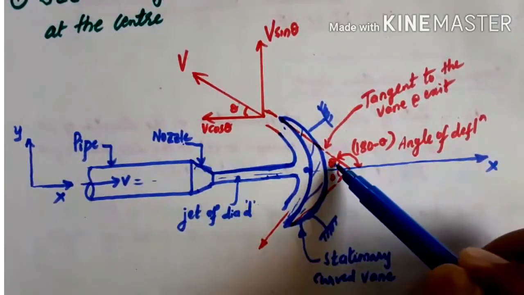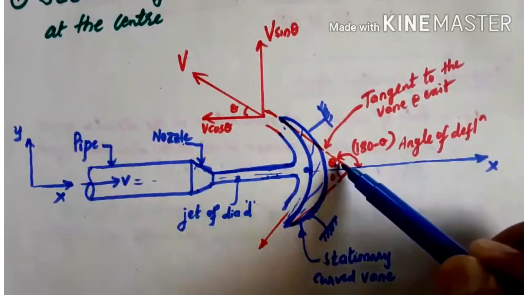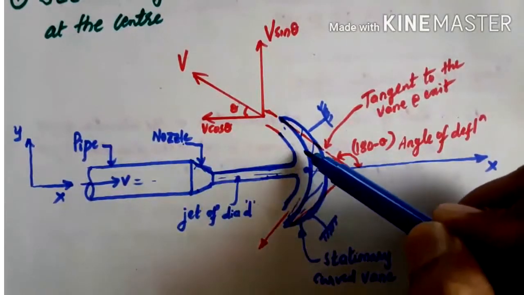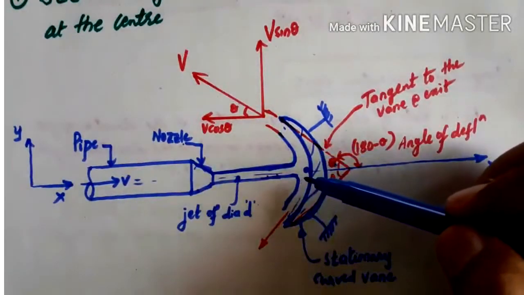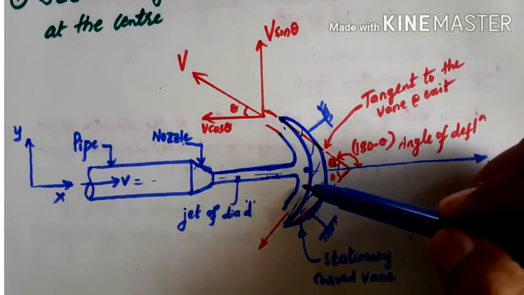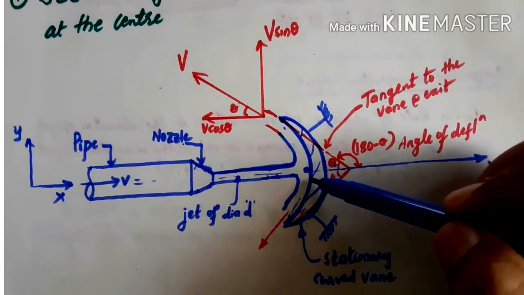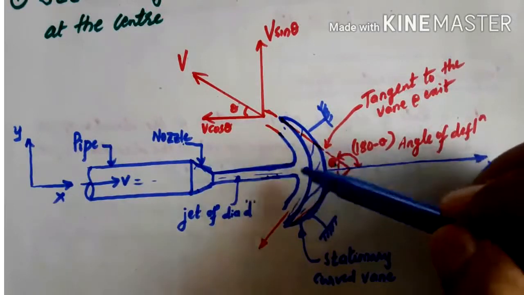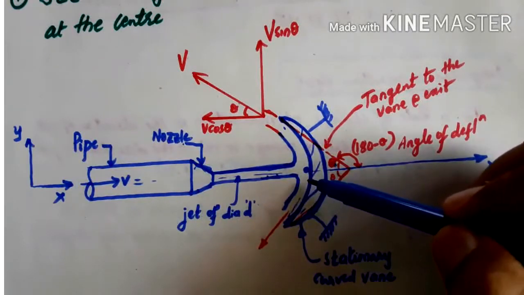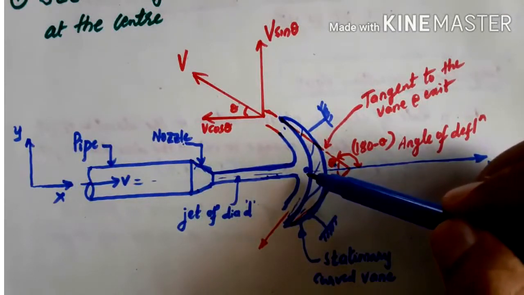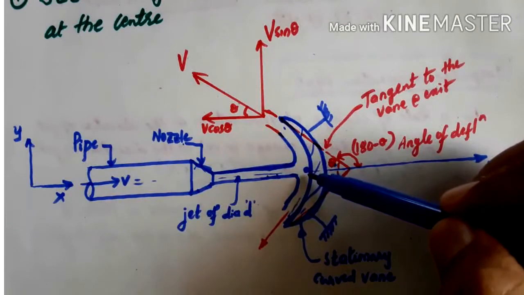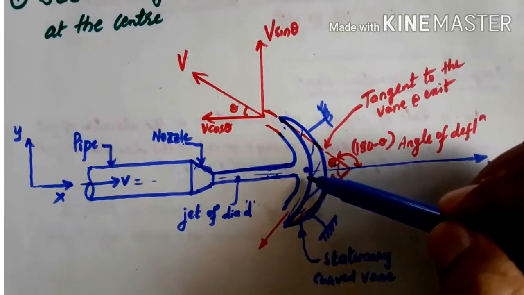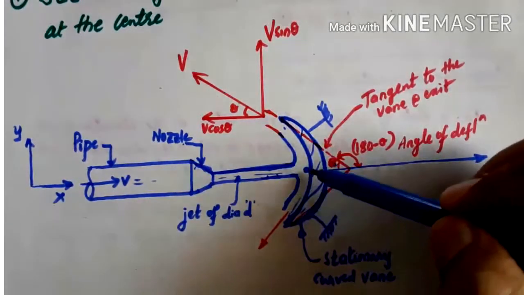Here it is marked as the angle of deflection. After striking, the jet deflects at an angle of theta. When it strikes at the center symmetrically, as shown in the figure, we also have to consider that there is no loss of energy due to impact. This is the assumption we make: after the jet strikes at the center, there is no loss of energy.